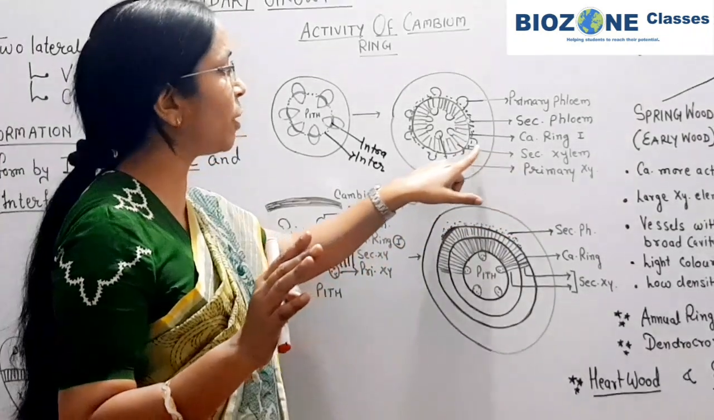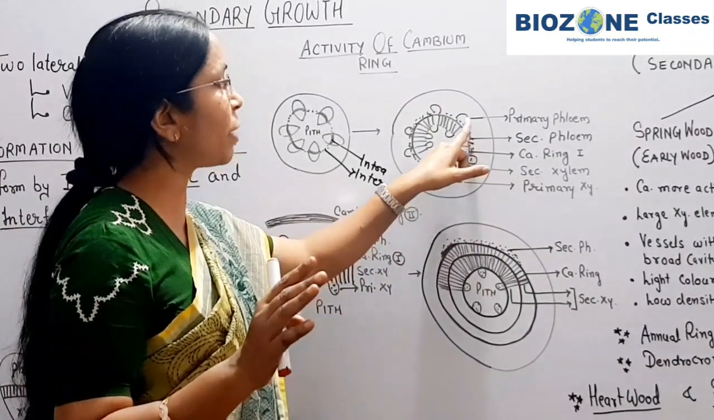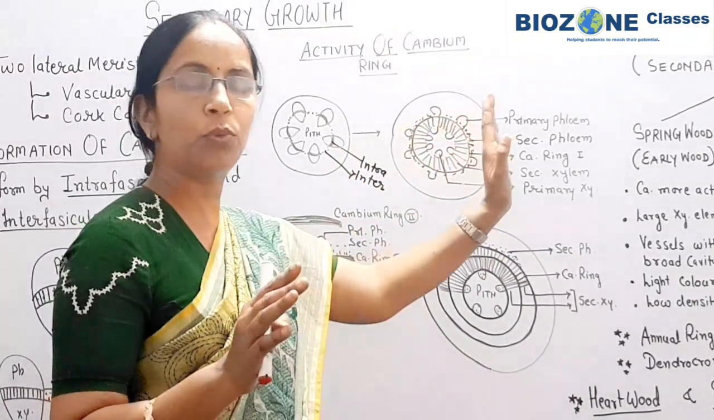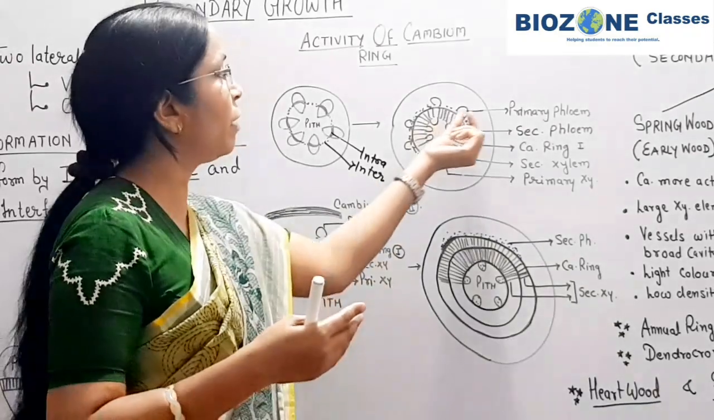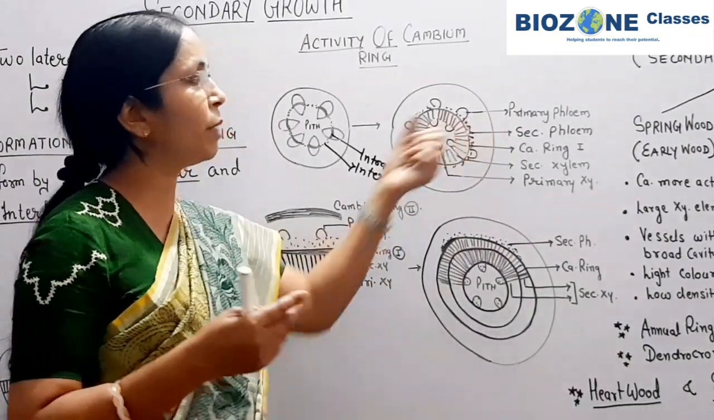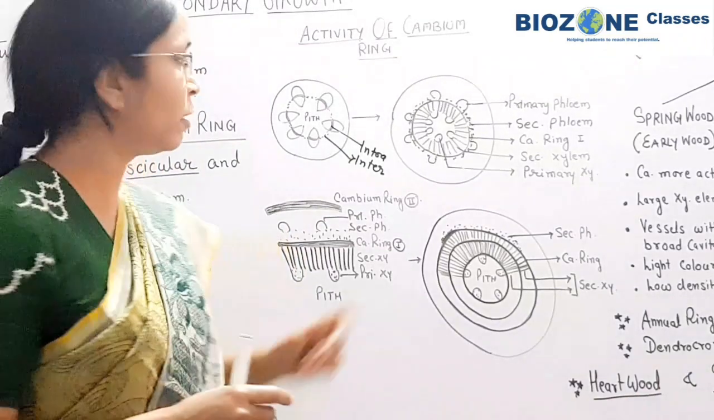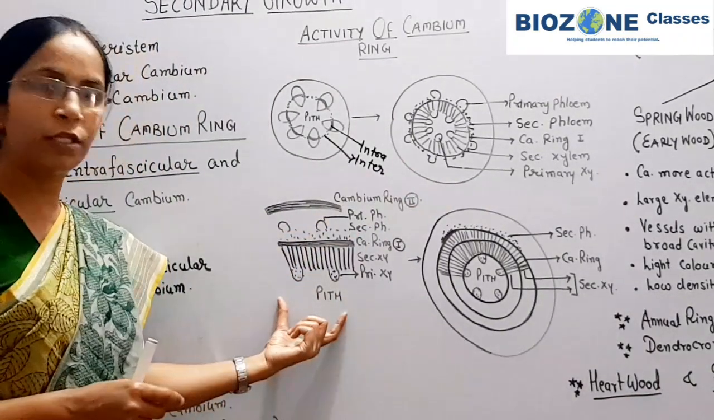But when we study the primary phloem, it is moved a little towards the periphery, away from the cambium ring, because in between the primary phloem and the cambium ring the secondary phloem is now present. You can understand this diagram in this way also.